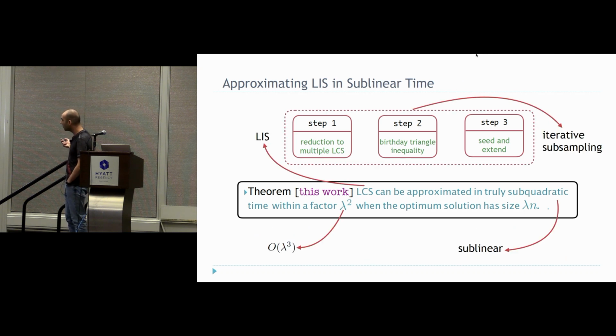One last slide. I mentioned in the beginning that LIS is a special case of LCS. We can solve it in linear time. We give a sublinear time solution for LIS. The approximation factor is lambda cube instead of lambda squared. And the technique is completely different. Instead of triangle inequality, we use iterative subsampling.